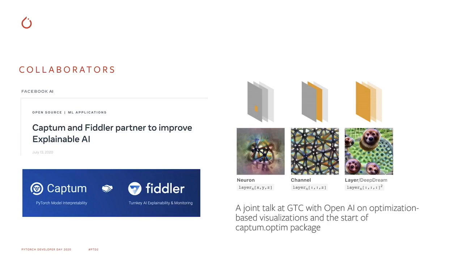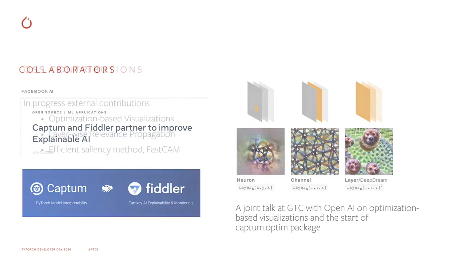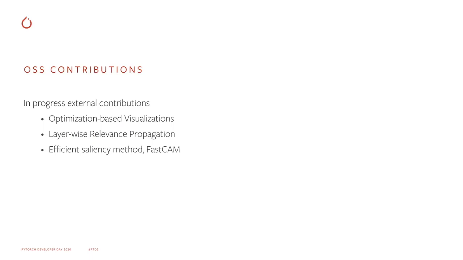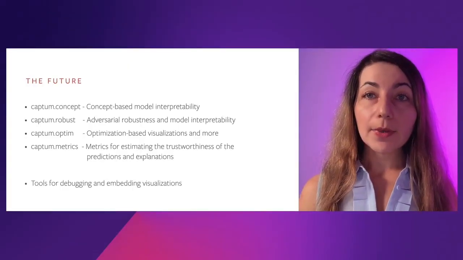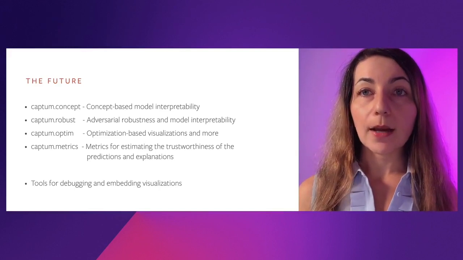Another collaboration we had was with OpenAI, which resulted in a Captum.optim package that offers optimization-based visualizations. This is an ongoing effort, and we also have a number of new external contributors that are working on shaping this package. Besides that, we also have layer-wise relevance propagation as an ongoing contribution and efficient saliency methods such as FastCAM.